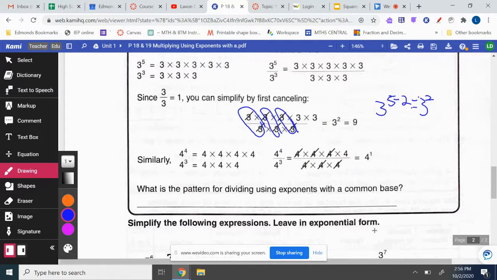They give us another example. Over here, they have 4 to the fourth divided by 4 to the third. So I'm going to follow my example of subtracting those exponents because my bases are the same. So 4 to the 4 minus 3 gives me 4 to the first power. So we subtract.